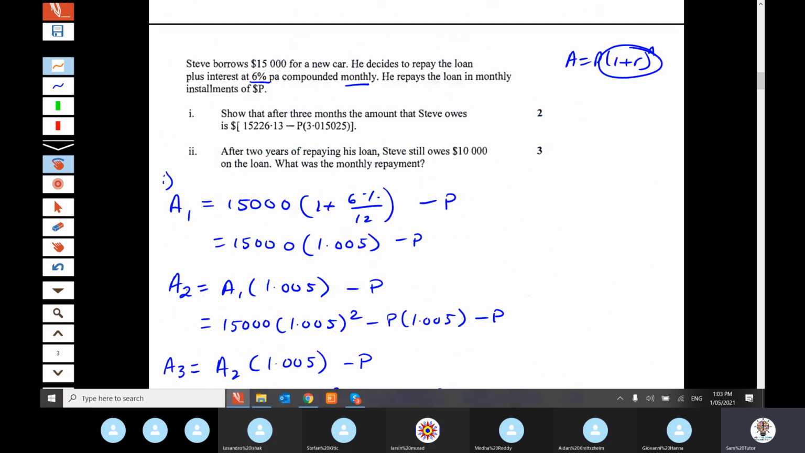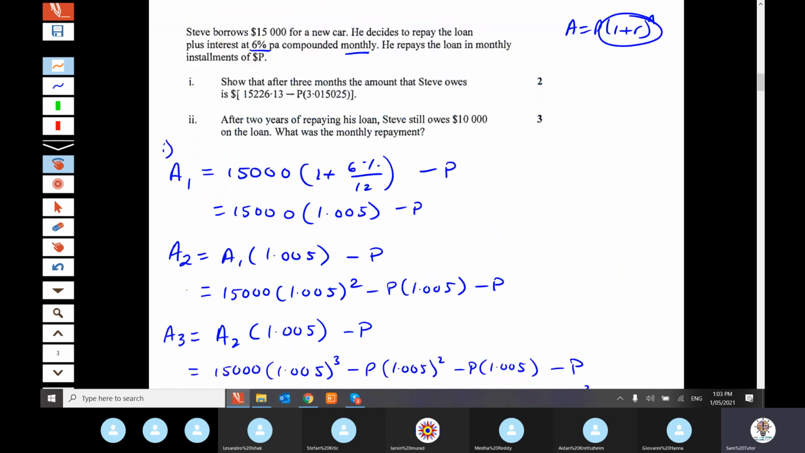All right. After 2 years of repaying his loan, Steve still owes $10,000 on the loan. After 2 years of repaying his loan, what does that mean? How many months?